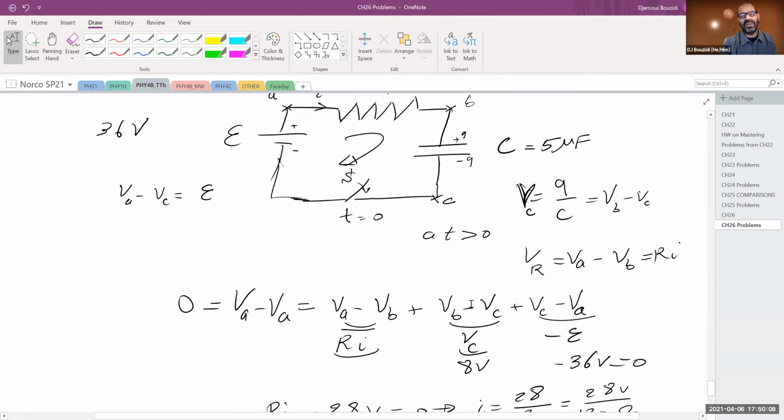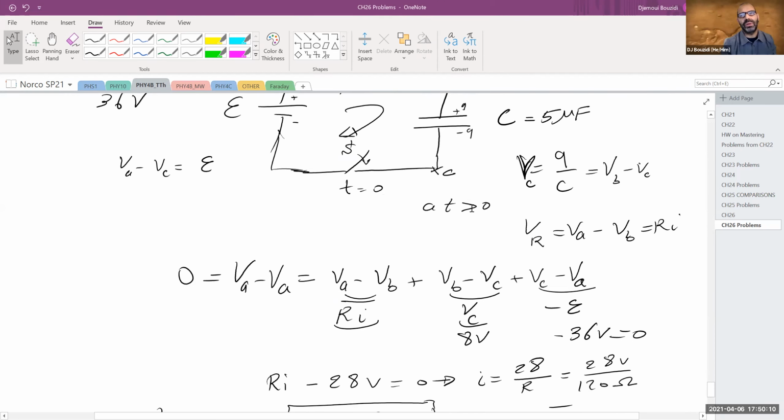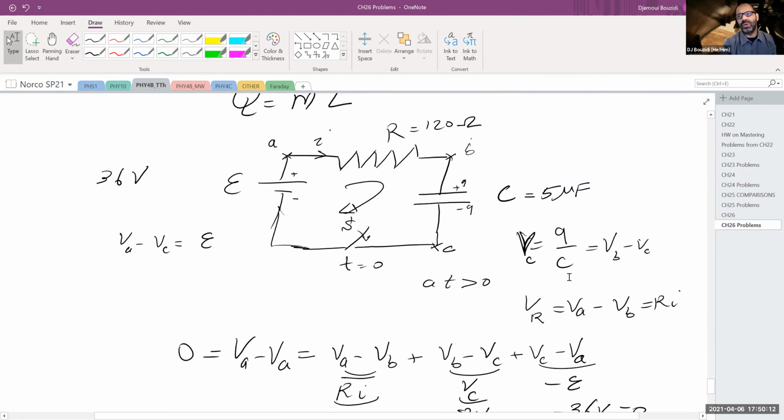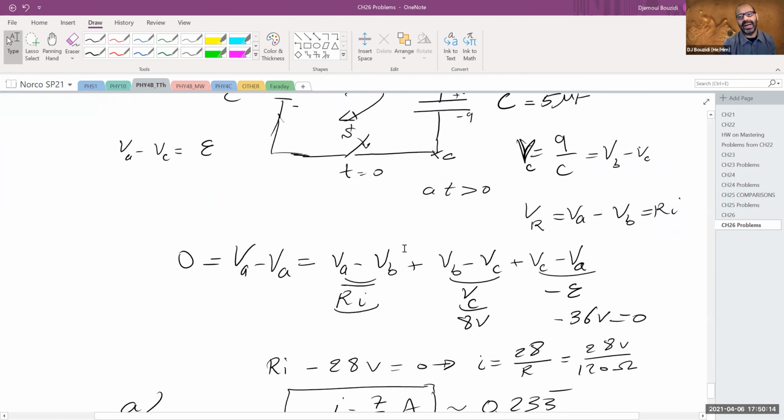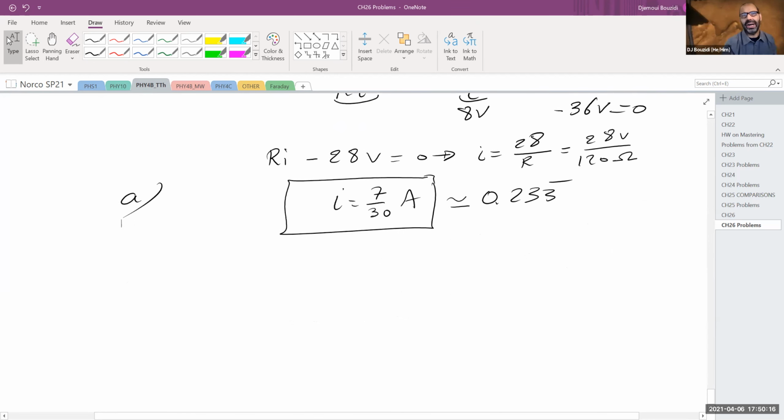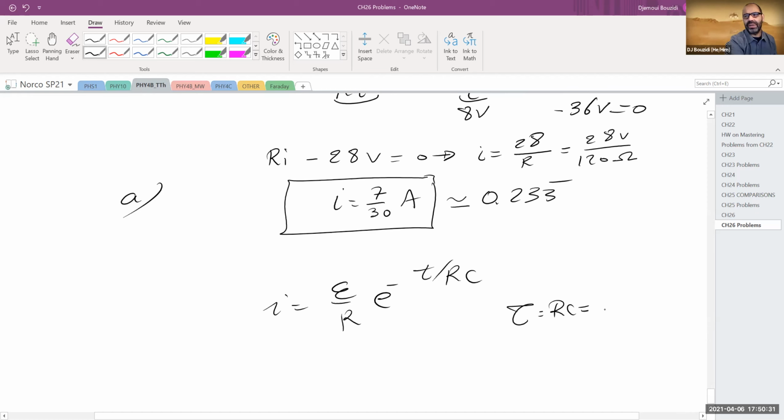So this is sometime in the future. We need to find this time T in the future. The rate with which we're putting charge is actually this current I. And if you look at the lecture, I is given by the EMF over R times exponential of minus T over RC. We defined RC as a time characteristic, which is just the product of the resistance times the capacitance. Resistance in this case is 120 ohms. The capacitor is 5 microfarads.